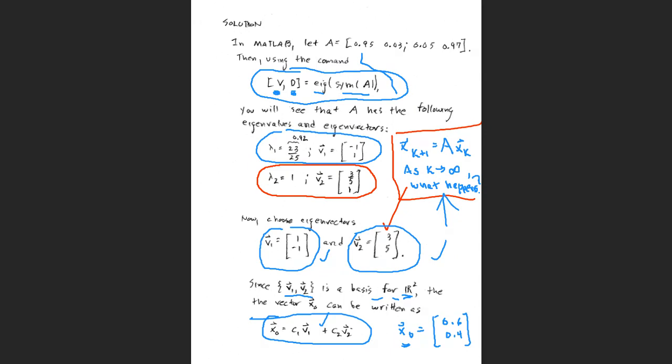So what we're going to do is write x sub 0 as a linear combination of the eigenvectors of that matrix A. So that means we have to find what C1 and C2 are. Well, this is a vector equation, and a vector equation will give us a system of equations. So we can go and solve that. Right? And that's what we're going to do. Are there any questions so far?